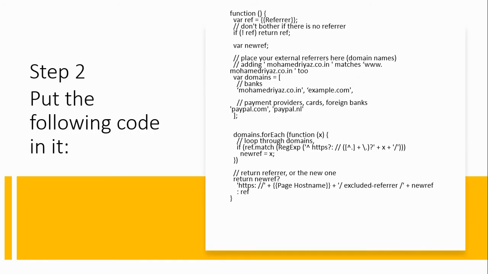So just look at this. This is what I'm trying to explain. It will check all the domains that we have given in this code, and if one matches the domain we have provided, then it will create the host name plus the exclude referrer URL.